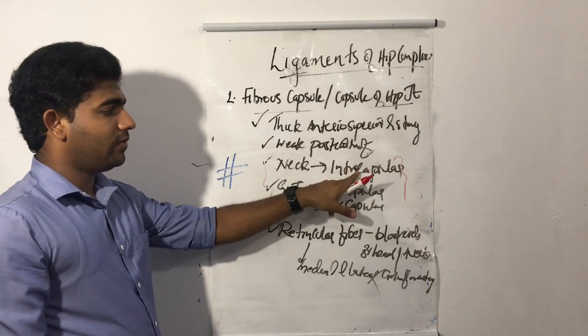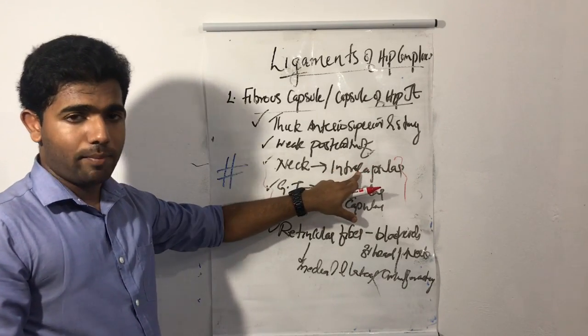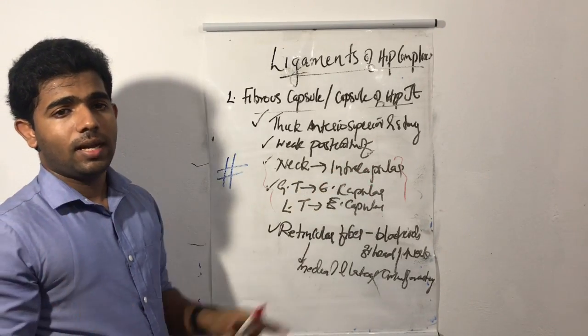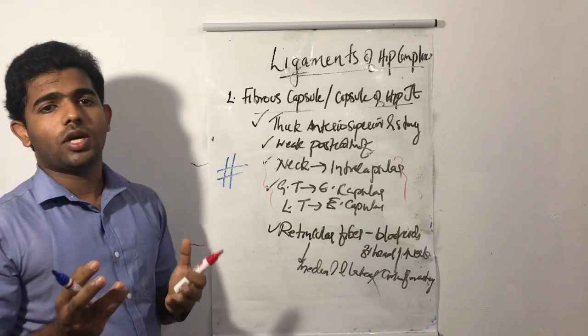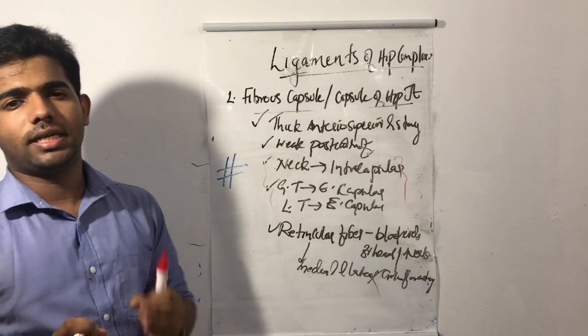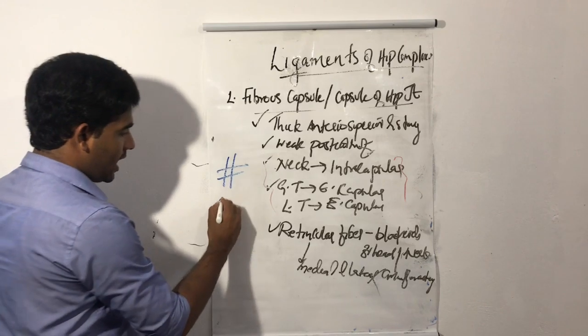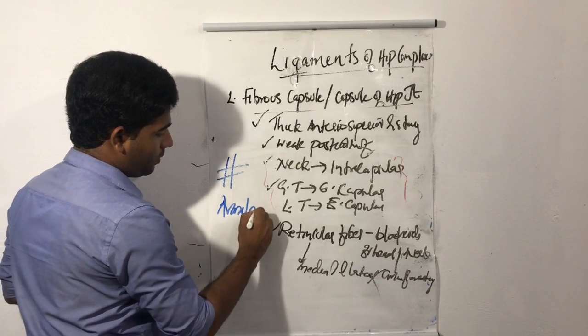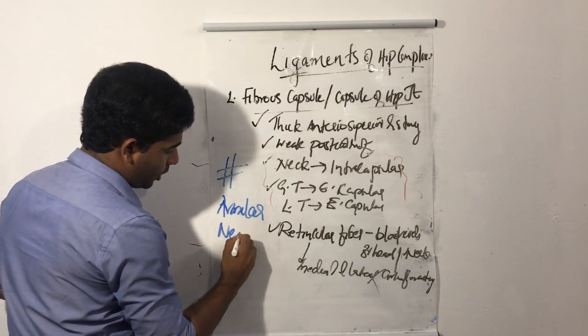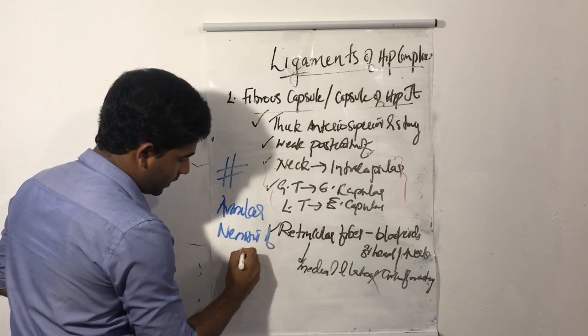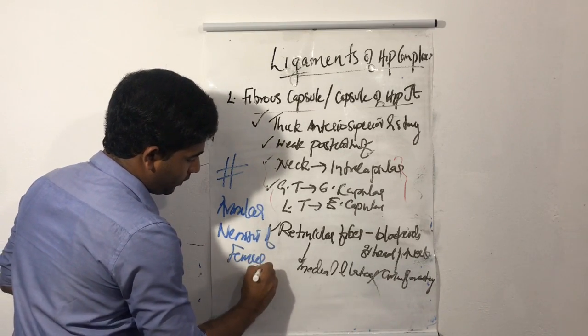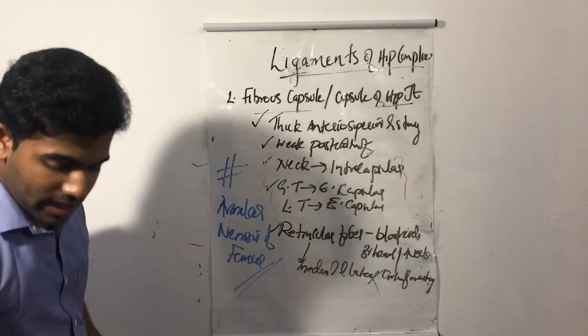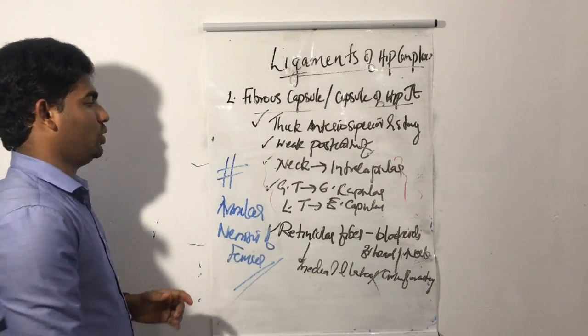But if it is intracapsular, the damage to the blood vessels results in loss of nourishment to the head of the femur and can result in a condition known as avascular necrosis of the femur. So these are the important things that we must learn about the capsule.